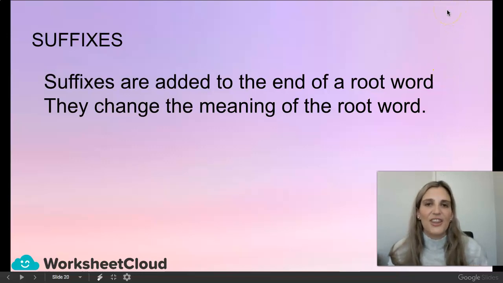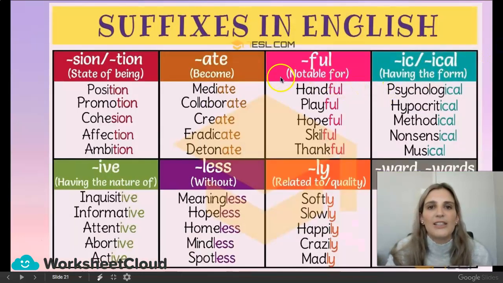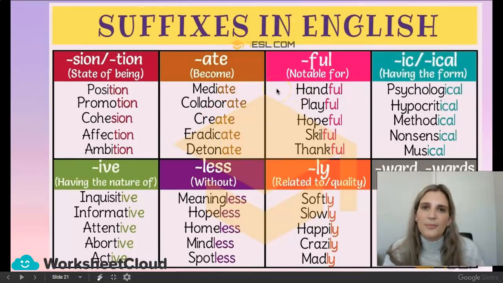Suffixes. Okay, so this is at the end of the word. I hope you're all awake. So this can also change the meaning of the word. Let's look at some suffixes. We've got state of being, position, promotion, cohesion, affection, ambition. Then here they've got the meaning become: meditate, collaborate, create, eradicate. Okay, I'm not going to go through all of them, just so you have lots of examples. You can always pause the screen and write a few down if you didn't know them.